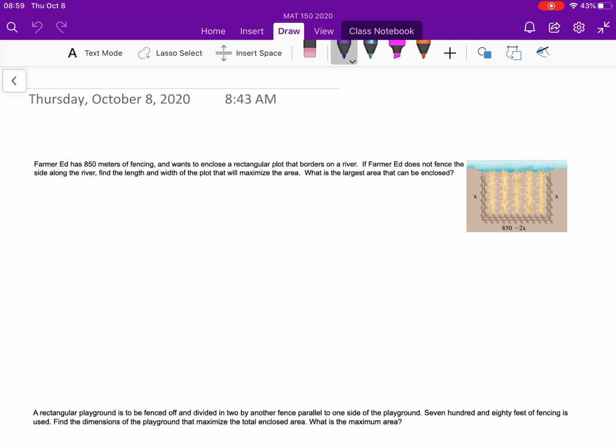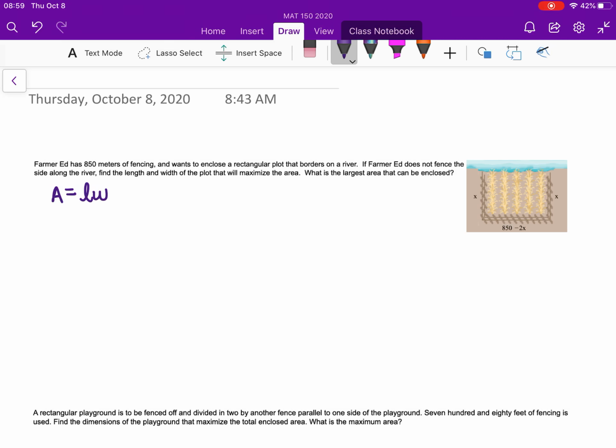Alright, so 17 actually gives you the picture, which is really nice. You don't have to create it on your own. If you think about a fence, how much do you need? You can think of that in perimeter to maximize the area. We have to remember that area is equal to length times width.